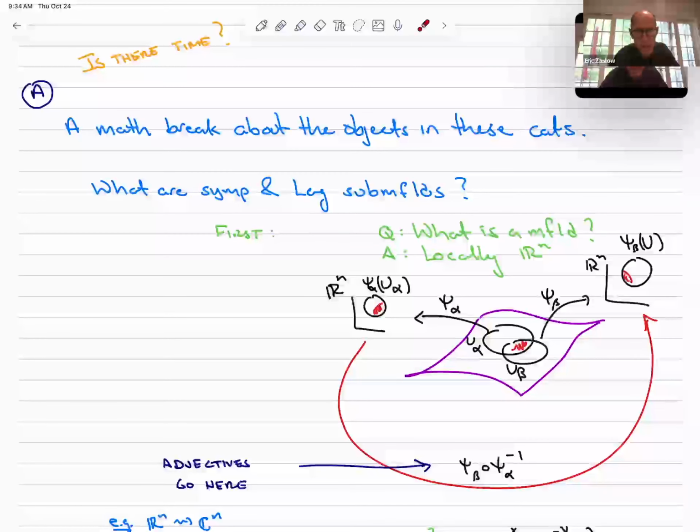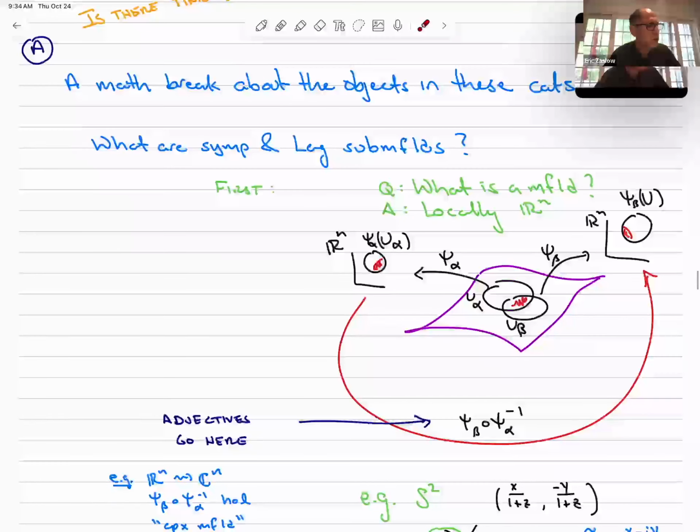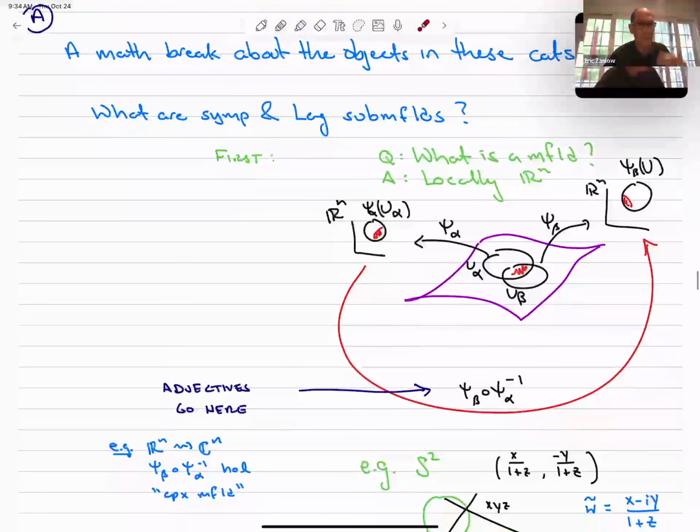Certainly that map is a homeomorphism. That makes it a manifold, if you know what that word means. But if that map has more structure, then so does the manifold. If the map is differentiable, then the manifold is differentiable. If these Rn's are actually Cn's, so pieces of complex Euclidean space, or complex n-space, and these maps are complex analytic maps, then we say the manifold is a complex manifold. That's what a complex manifold is.